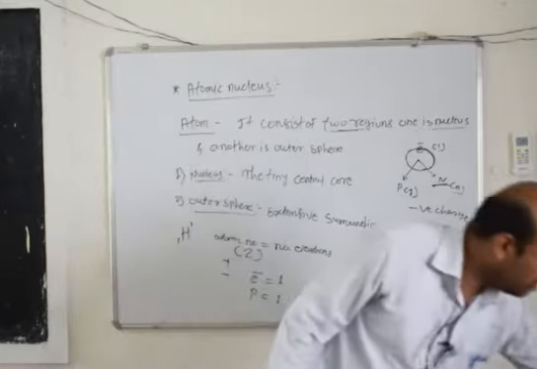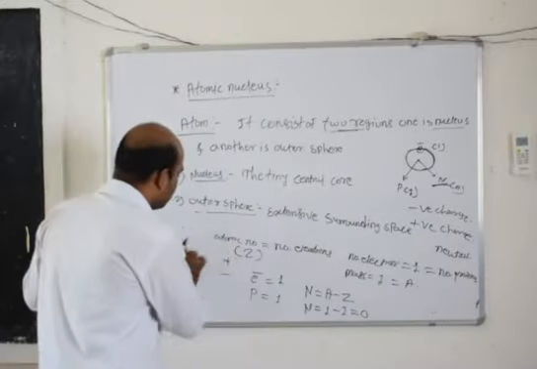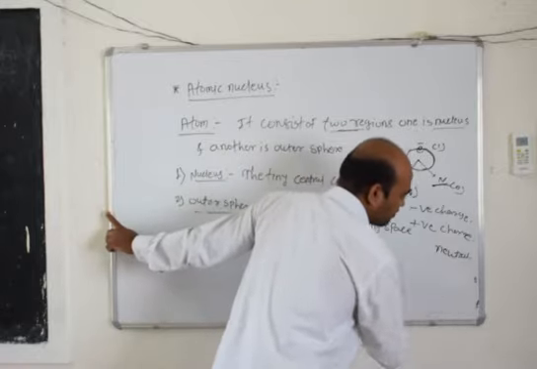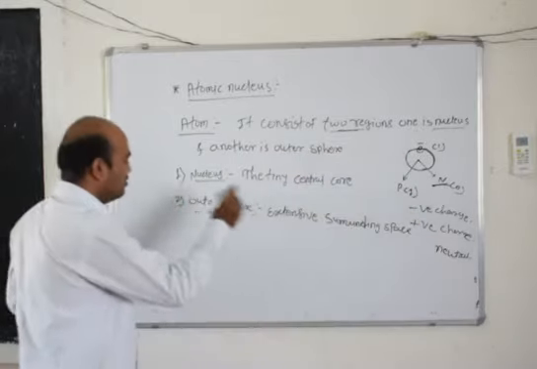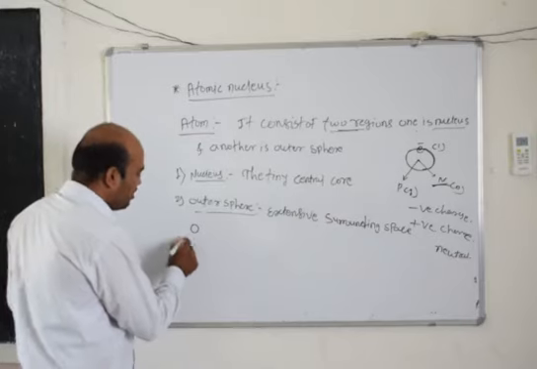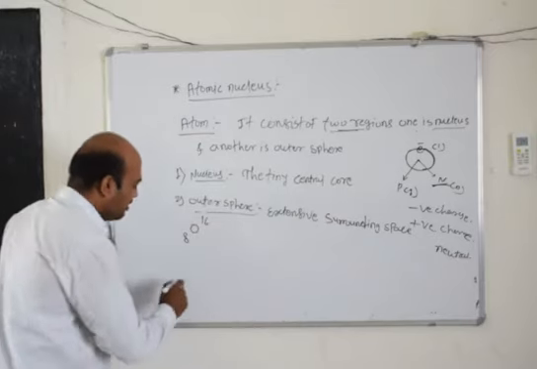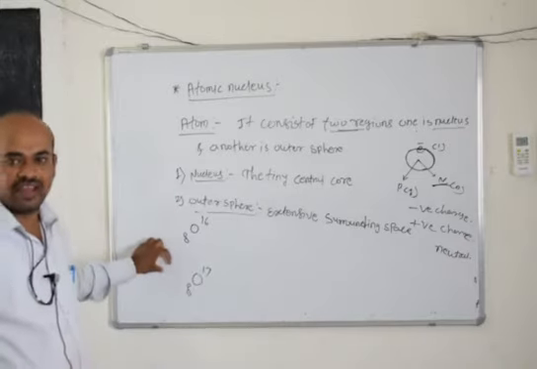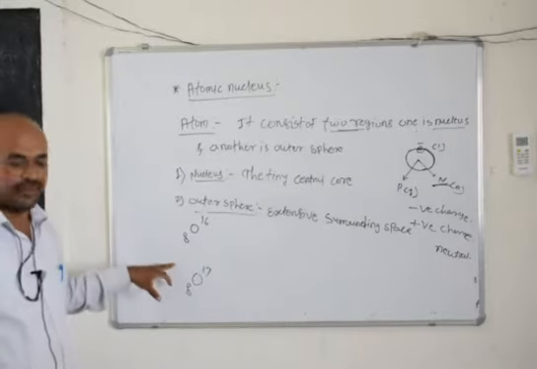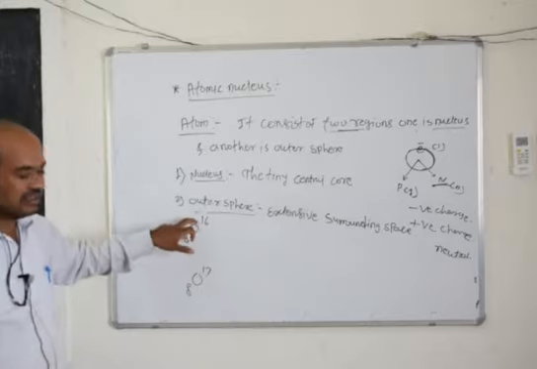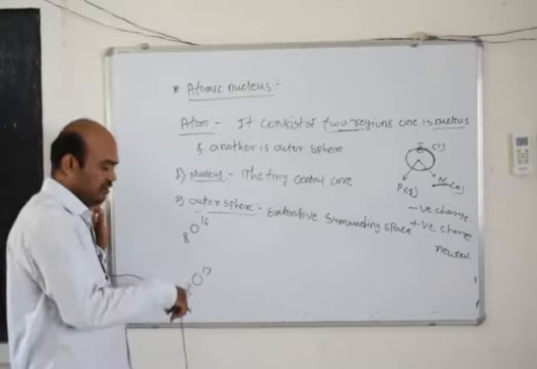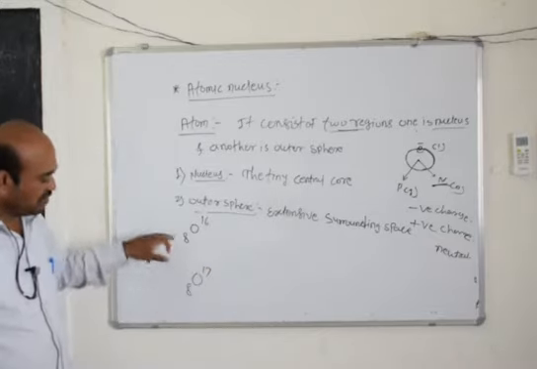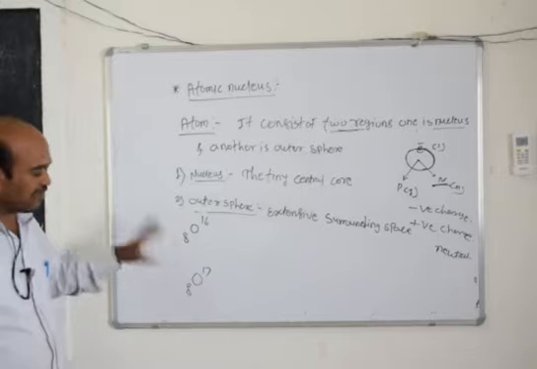Then the next example, oxygen 8-16 and oxygen 8-17. Both are oxygen elements, only the mass number is changed. One is 16 and the other is 17. The atomic number is the same, the mass number is different, and that is called an isotope.